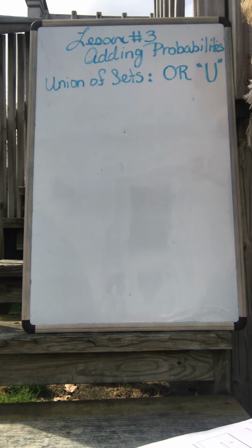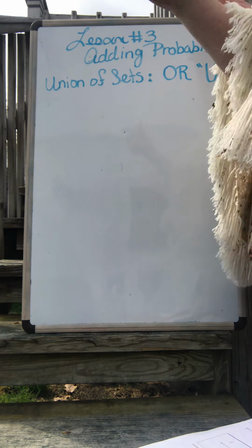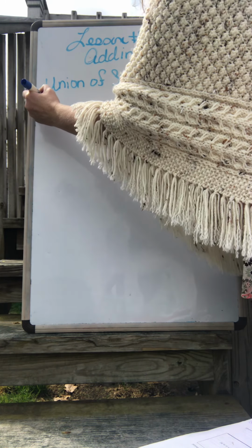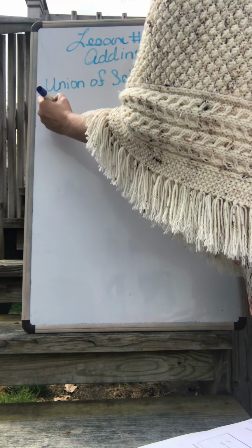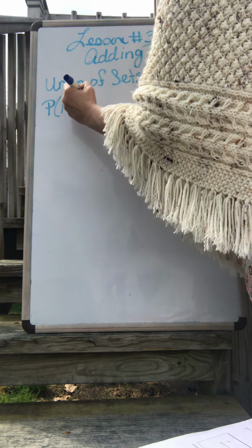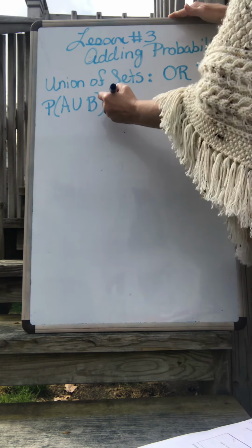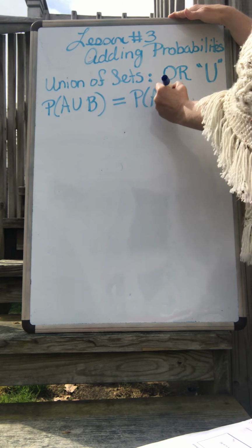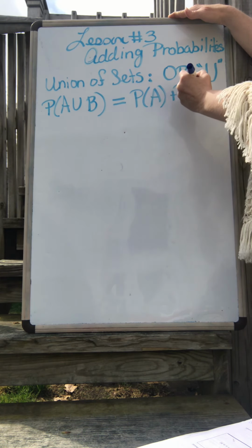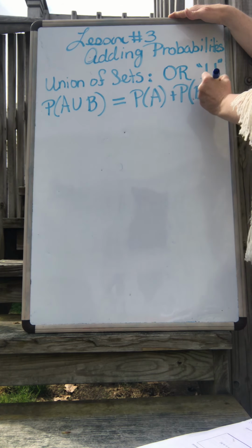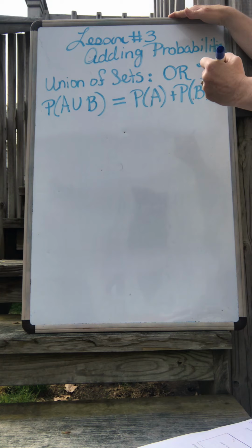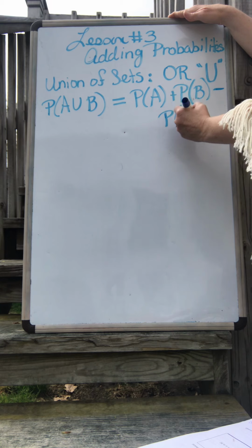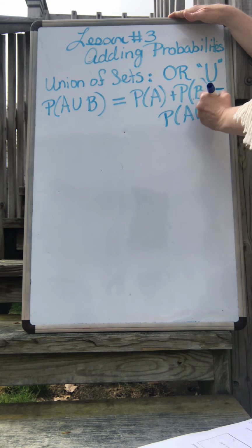So if I were to say that I have a set A and a set B, and I want to know about the union, the probability of set A or set B, what I would do is I would take the probability of set A, I would add that to the probability of set B, and then I would subtract the intersection of set A and set B, which would be the probability of set A intersecting set B.